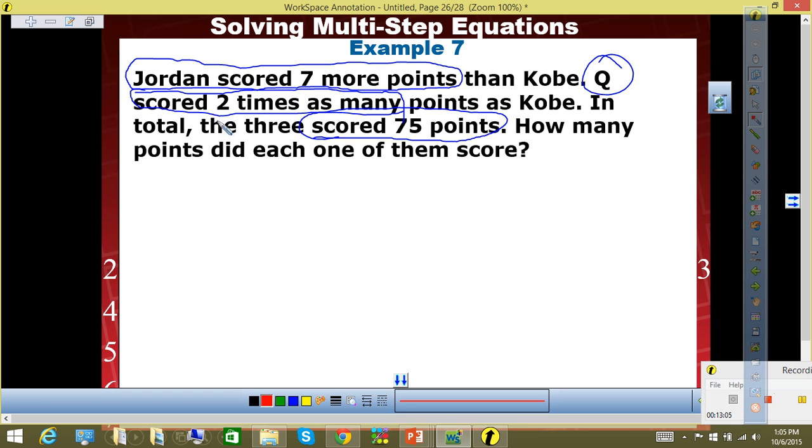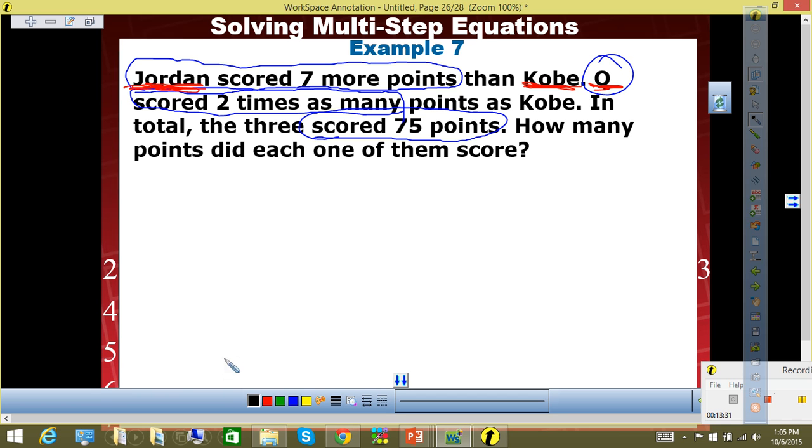First of all, who are they talking about? First person, underline Jordan. I'm going to do that with red. Underline Kobe and underline Q. So that's 3 people. And this is what we need to get started with organizing our information. So check this out. This process that I'm going to show you is called a guess and check table.